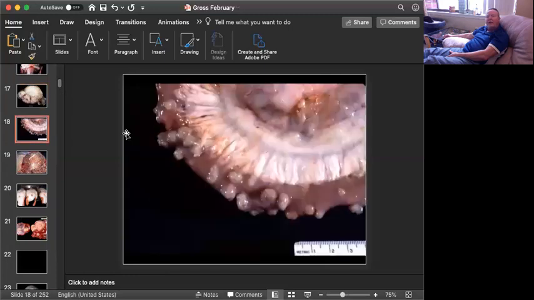Okay, slide number 7 is tissue from a sheep. Can you give me a morphologic diagnosis and a cause?